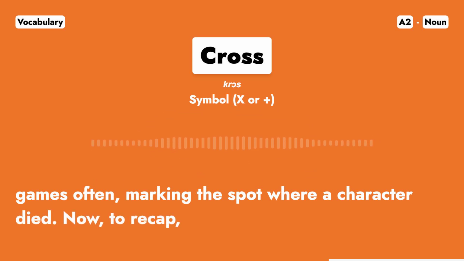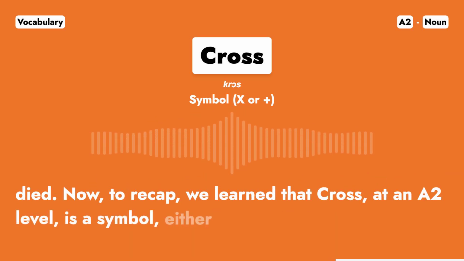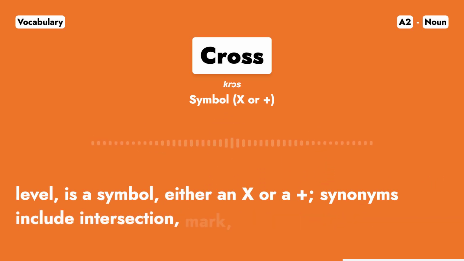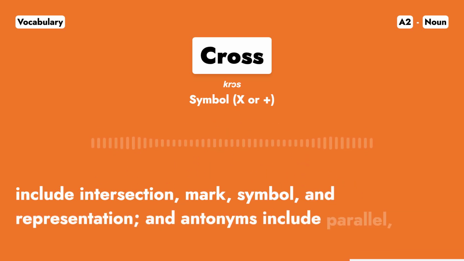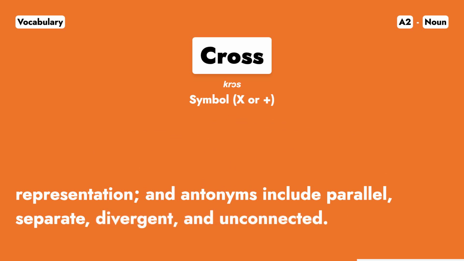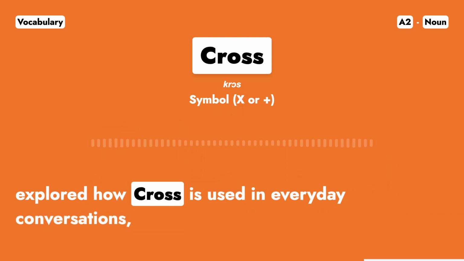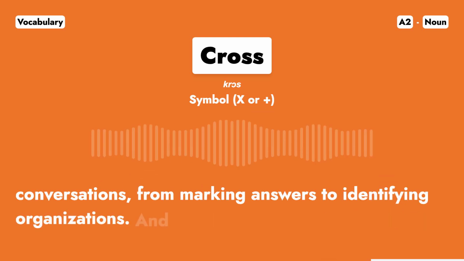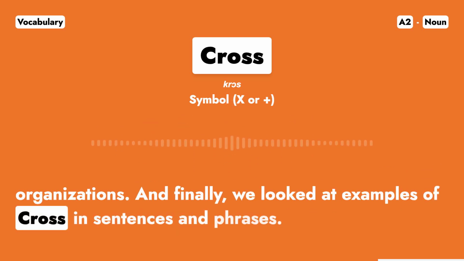Now, to recap, we learned that cross at an A2 level is a symbol, either an X or a plus sign. Synonyms include intersection, mark, symbol, and representation. And antonyms include parallel, separate, divergent, and unconnected. We also explored how cross is used in everyday conversations, from marking answers to identifying organizations. And finally, we looked at examples of cross in sentences and phrases.